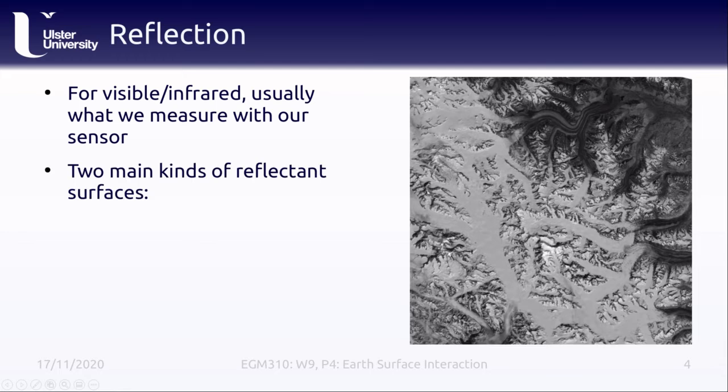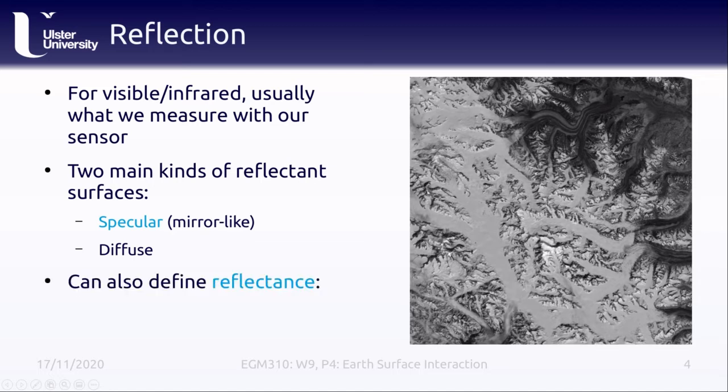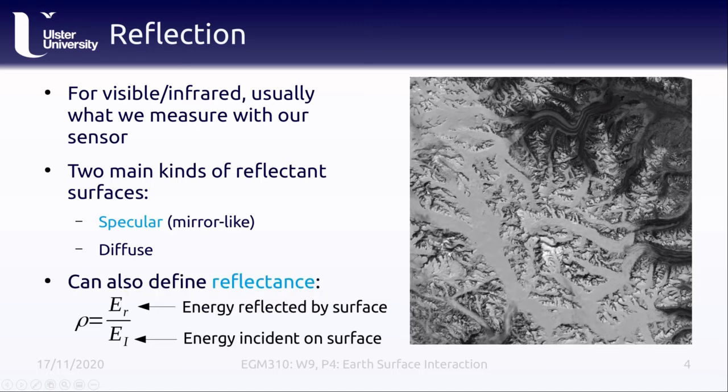In general, we can break surfaces into two idealized types based on how they reflect electromagnetic radiation: specular, or mirror-like reflectors, and diffuse, or Lambertian reflectors. We can also define the reflectance, ρ, of an object as the ratio of the energy reflected by the surface to the energy incident on the surface. In other words, this is the fraction of energy incident on the surface that is reflected by the object.